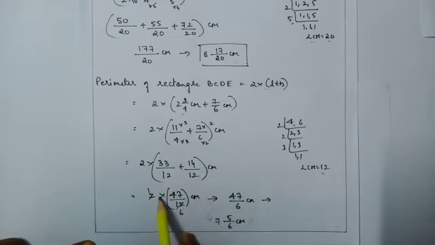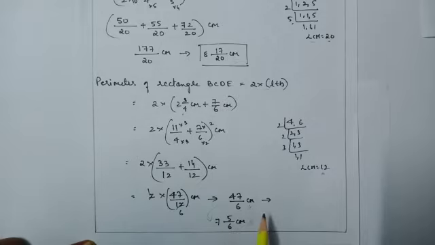So 2 into, keep the common denominator 12. 33 plus 14 is 47. So we can cancel this 2 and 12. 2 1s are 2, 2 6s are 12. So our final answer is 47 by 6. This is also an improper fraction. So let us convert that to the mixed fraction, that is 7 5 by 6 centimeters is the answer.